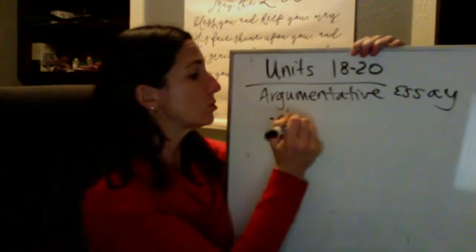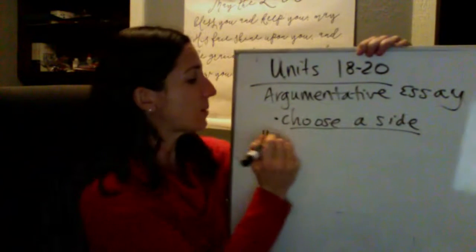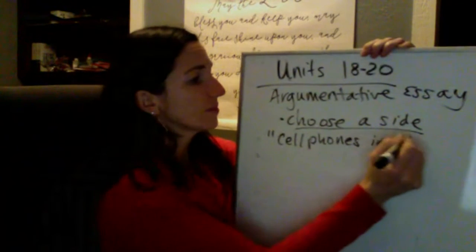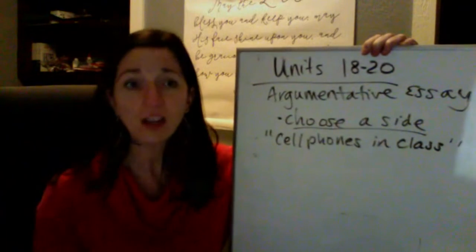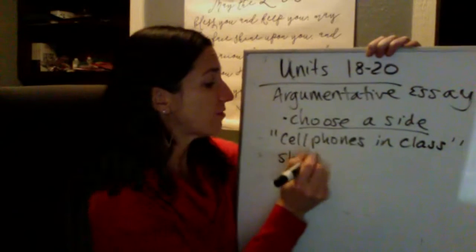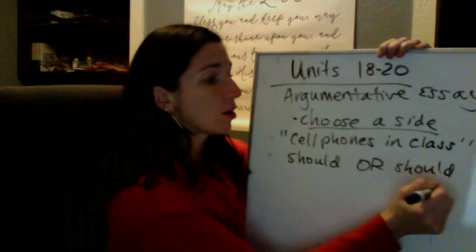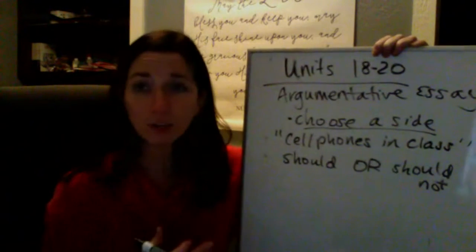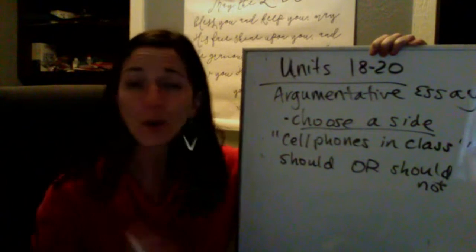An argumentative essay is when we argue one side, one point of view. So you have to choose a side. For example, if our topic is cell phones in class, should we have cell phones in class or should we not? You have to choose a side. You have to say we should have cell phones in class or we should not. Maybe some of you will choose should and some of you will choose should not. But whatever you choose, that's what you have to stick with, okay? You're going to stay with one side for the whole essay.